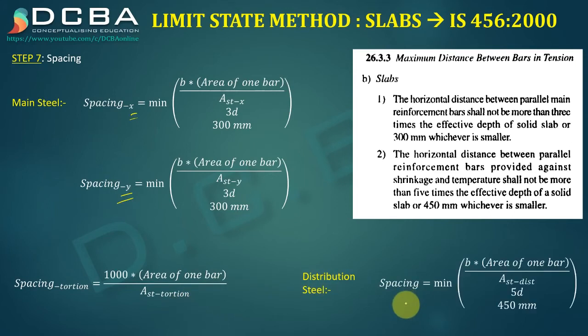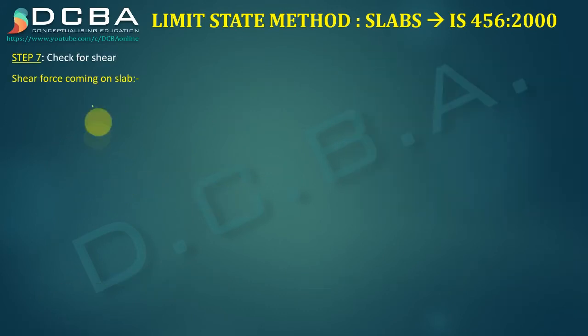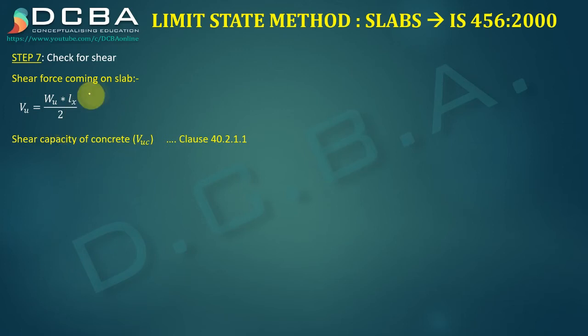And for distribution steel it is minimum of 1000 into area of 1 bar upon distribution steel. Second criteria is 5D and third criteria is 450. So all of this I had explained in my previous videos, and how we get it from this clause 26.3.3. Next step is check for shear. Now shear force coming on slab will be VU equals WLX by 2. This is the shear force that is coming on the slab. We will check what is the shear carrying capacity of our slab, VUC.